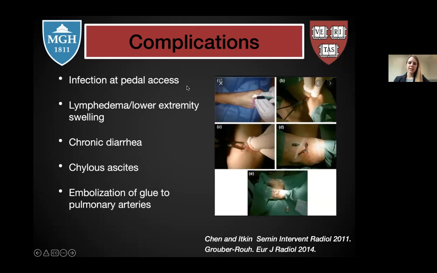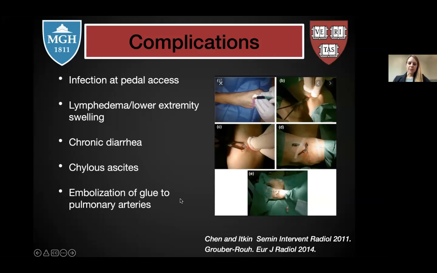Complications, we went over a little bit, infection at the pedal access in particular. Lymphedema and chronic diarrhea are seen in about 8% of patients. And so that's an important conversation to have, although again, these patients are often feeling quite frustrated or very sick from the leaks. And so these low rates of complications are less of a concern. Chylous ascites is a very low complication related to embolization. And then also embolization of glue to the pulmonary arteries. And this is, of course, when there's still communication of the duct with the left subclavian vein.